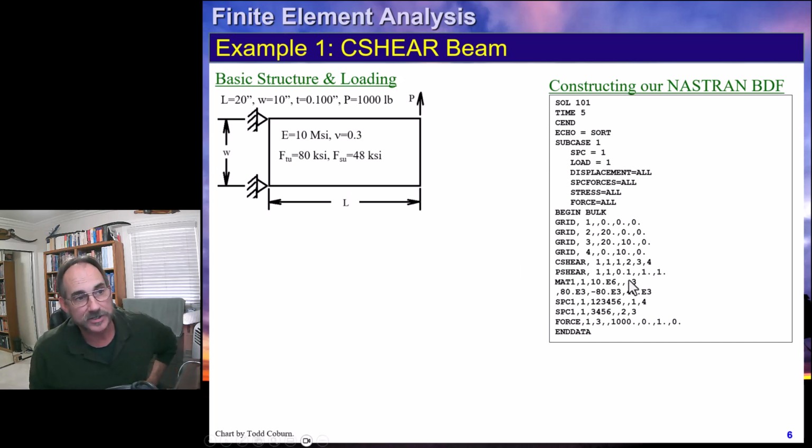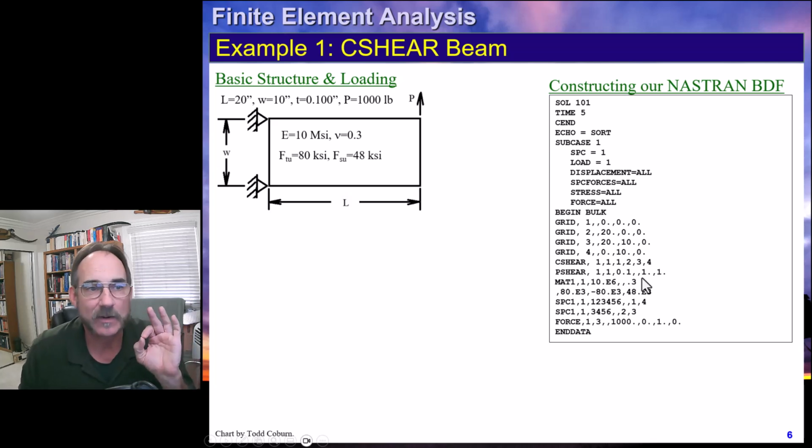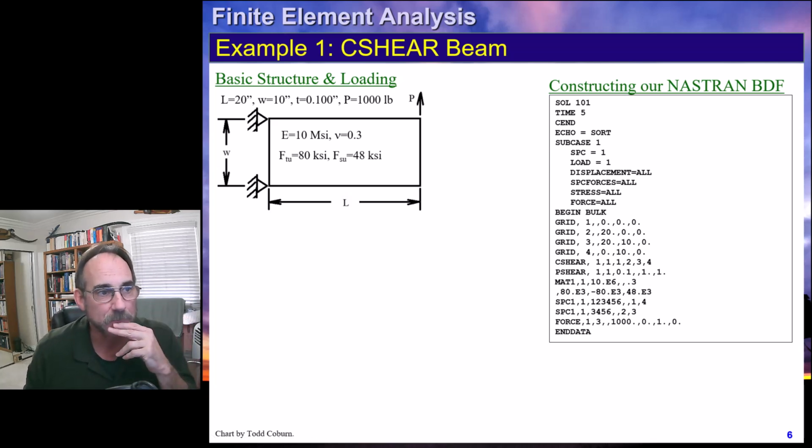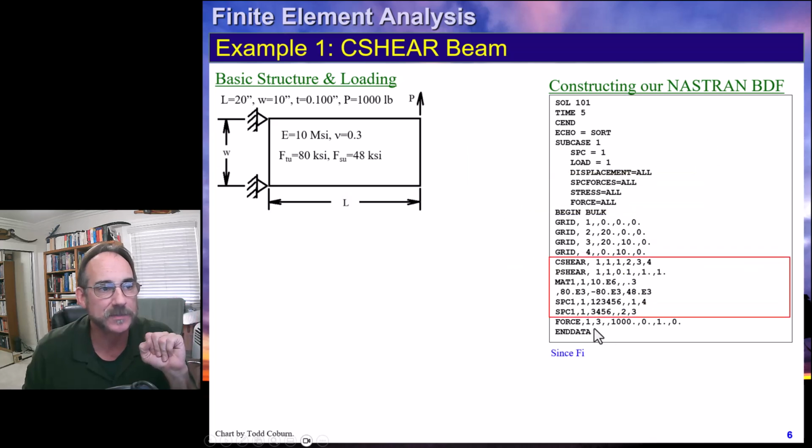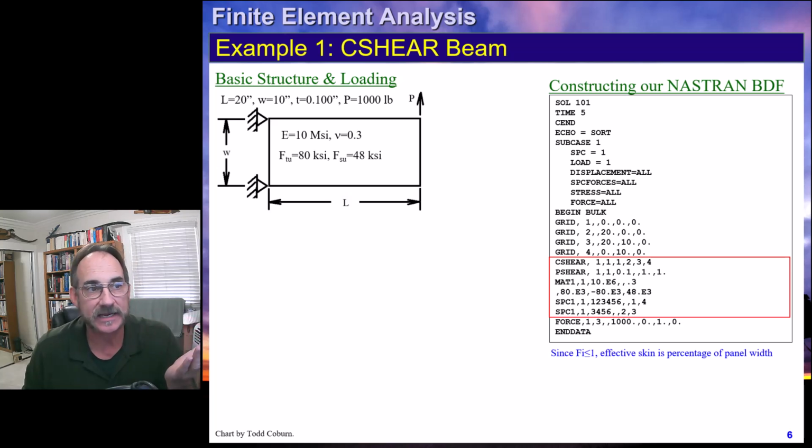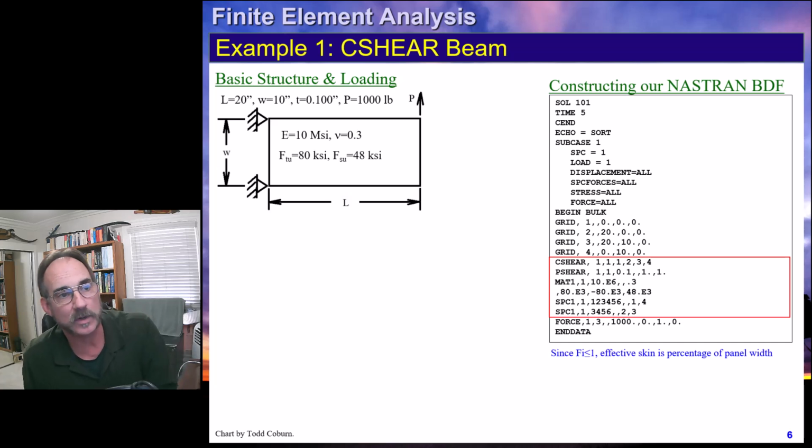Our PSHEAR card is property ID 1 using material card ID 1. It has a thickness of 0.1, and we're going to start off with full effective widths, where we just define 1 for our F1 and our F2. And then we have our material card, our typical constraints, and our applied load. You got all that? So this is the piece that corresponds with our shear element. And since our F's are equal to 1, we're going to get a percentage of skin. And since it's 1.0, that's 100% of the skin. Not 1%, 100%. Okay? 0.01 would be 1%.